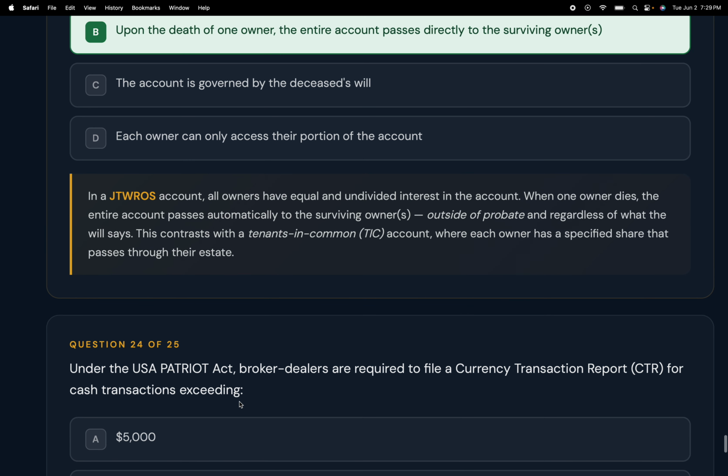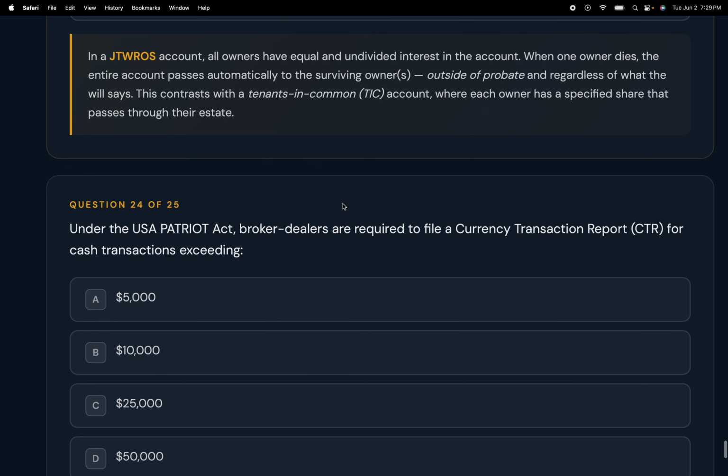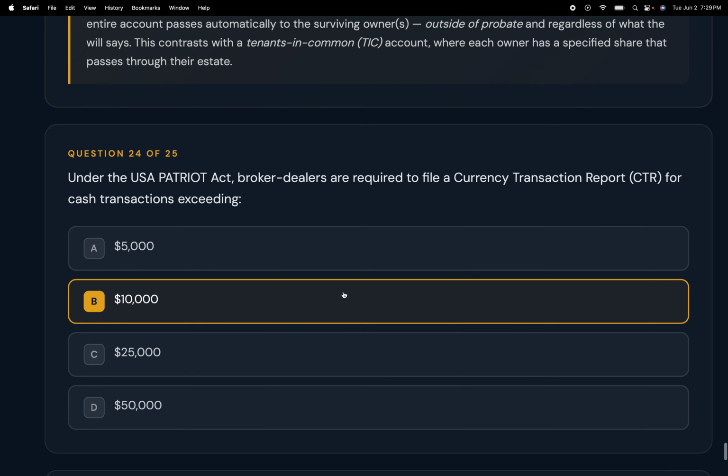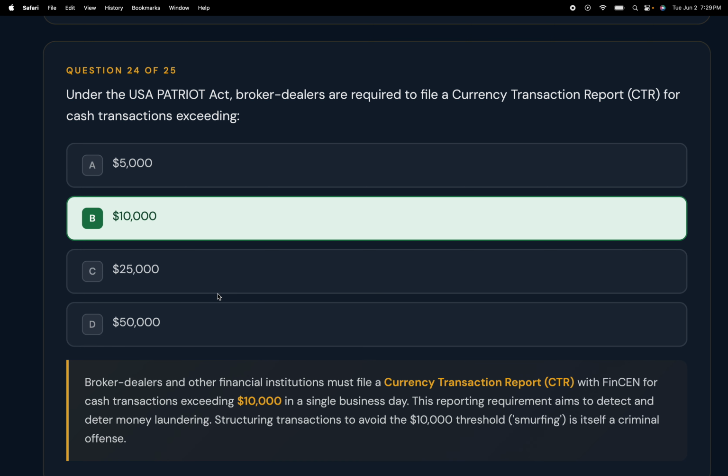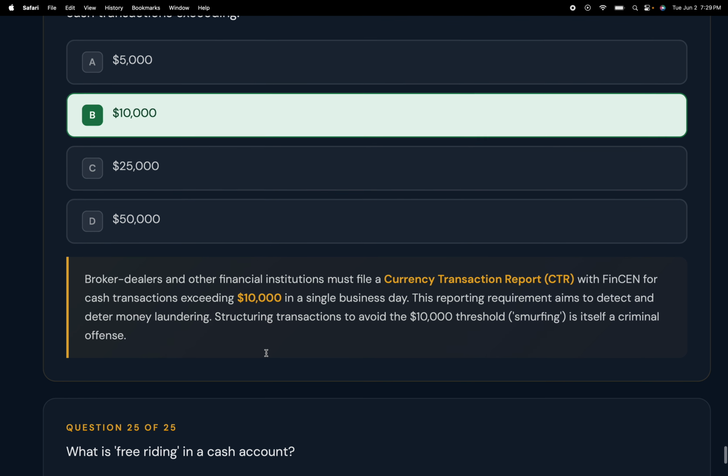Under the USA Patriot Act, a broker-dealer is required to file a CTR for cash accounts exceeding... This is just a memorization deal. Just got to memorize. 10,000. Not much there other than the memorization.